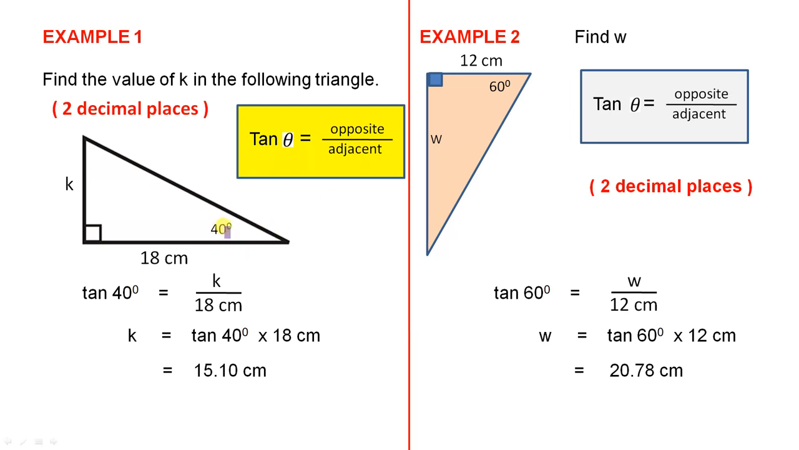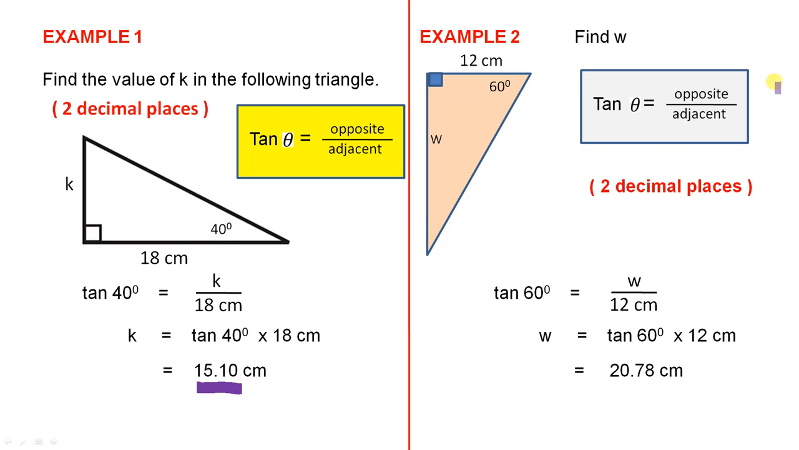So if we look at the triangle, we have tan theta equals k over 18 centimetres, and that's the first line. If we multiply both sides by 18 centimetres, we have k equals tan 40 degrees times 18 centimetres. The calculator will help you to calculate this value at 15.10 centimetres. So the length of k is 15.10 centimetres, and we remember we wanted the answer to 2 decimal places. That's why we write it like that.